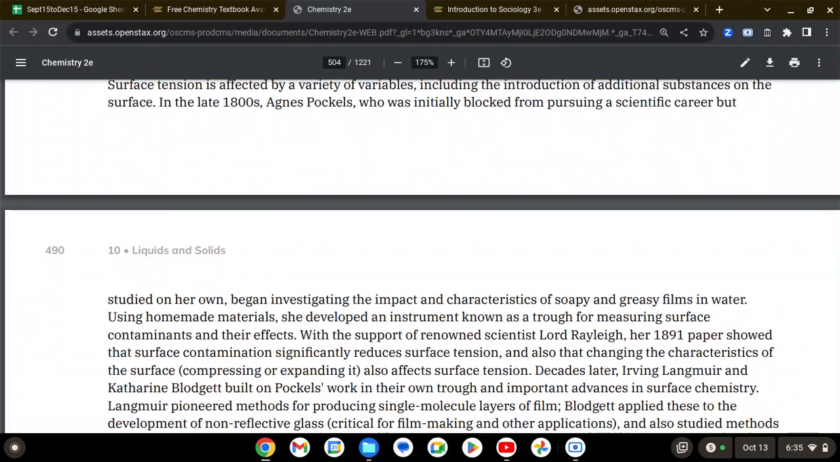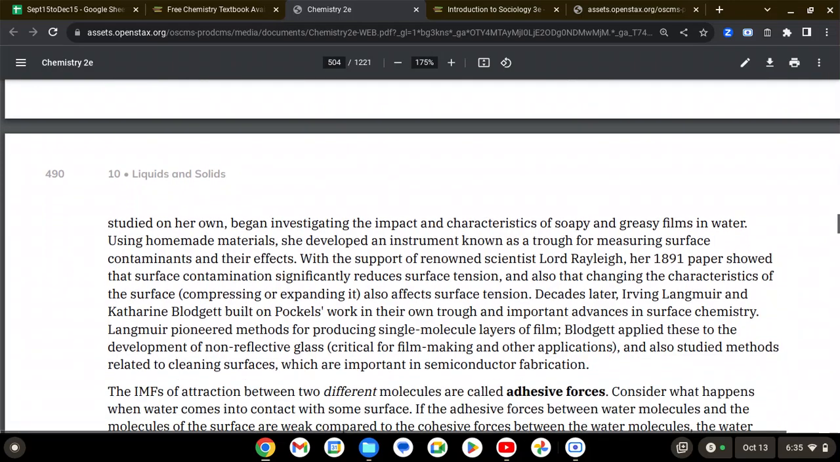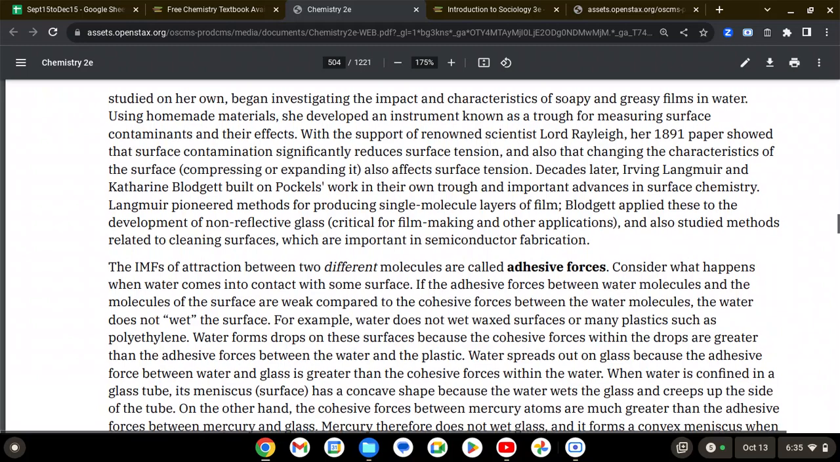Surface tension is affected by a variety of variables, including the introduction of additional substances on the surface. In the late 1800s, Agnes Pockels, who was initially blocked from pursuing a scientific career but studied on her own, began investigating the impact and characteristics of soapy and greasy films in water. Using homemade materials, she developed an instrument known as a trough for measuring surface contaminants and their effects.